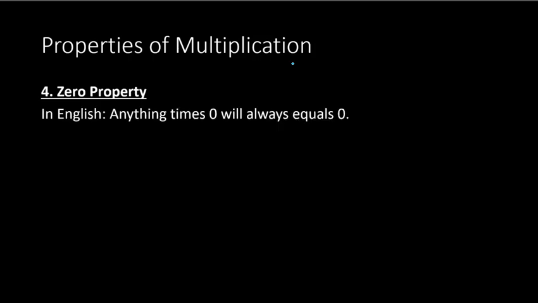Another property is the zero property. And this property says that anything times 0 will always equal 0. So in math notation, we can say A times 0 equals 0. With an actual number put in there, we can say something like 8 times 0 equals 0, or 100 times 0 equals 0. Whatever you multiply by 0, it doesn't matter because the answer will always equal 0.